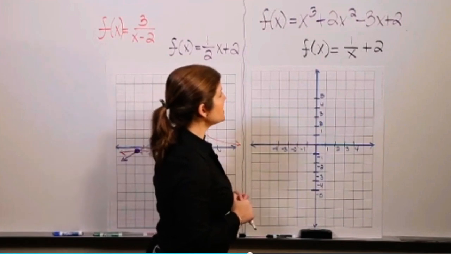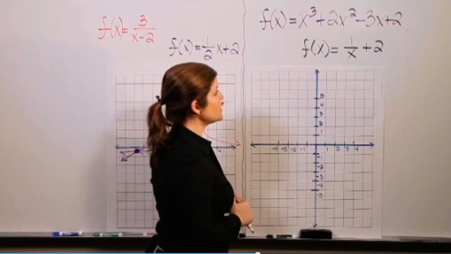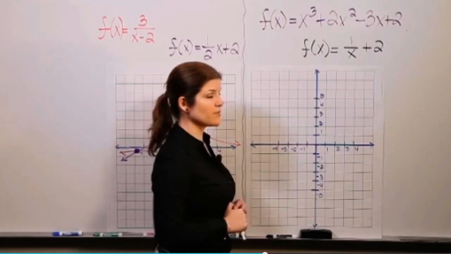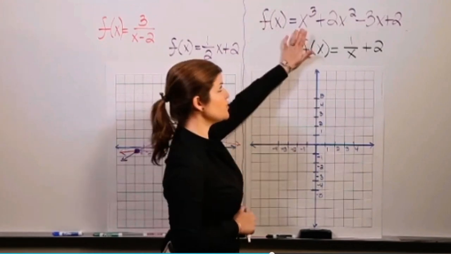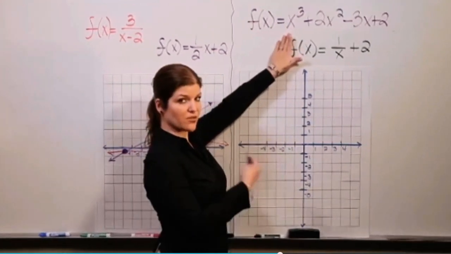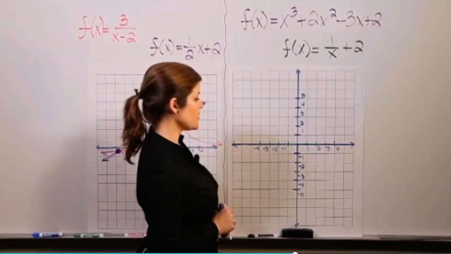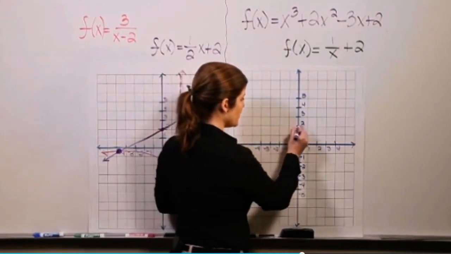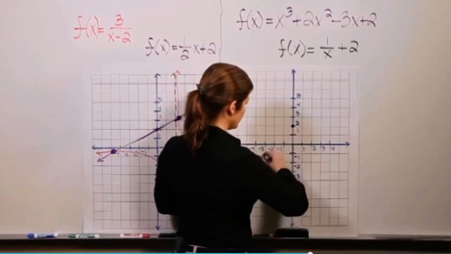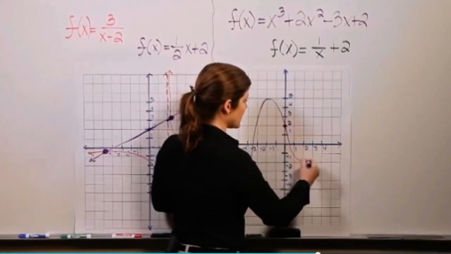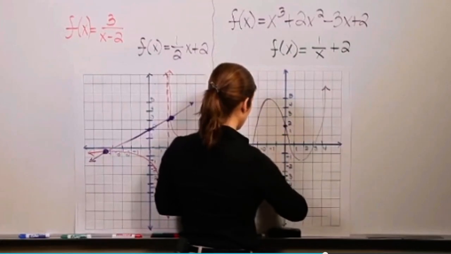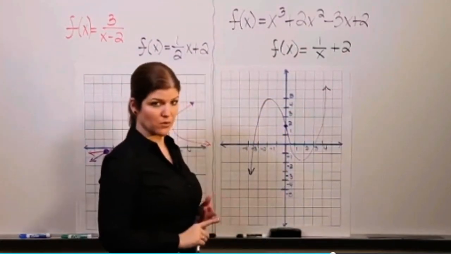This is f of x is equal to x cubed plus 2x squared minus 3x plus 2. So because it is a cubic function, we know that the end behavior is going to go down on the left and up on the right. And I also know that the y-intercept is going to be at 2. So I'm going to go up here, and I'm going to just draw a sketch. Remember that if you want an accurate sketch, you can use any graphing technology or you can plot points.